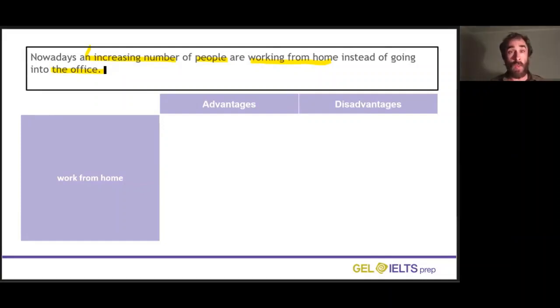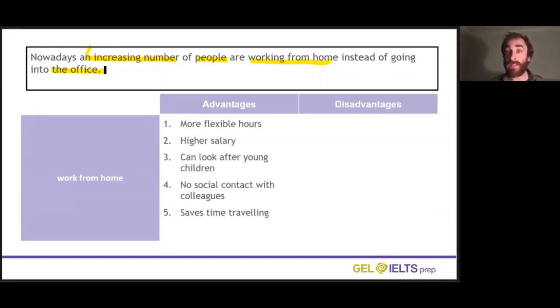I'm going to show you 5 possible arguments in favour of working from home. I'd like you to decide which 3 are good arguments that are relevant to the question. Number 1, more flexible hours for people who work from home. Number 2, they have higher salaries. Number 3, they can look after their young children if they work from home. Number 4, they don't have any social contact with their colleagues. And number 5, working from home saves time travelling. Which of these are good arguments in favour of working from home? Look at the next question below this video and choose the 3 correct options.